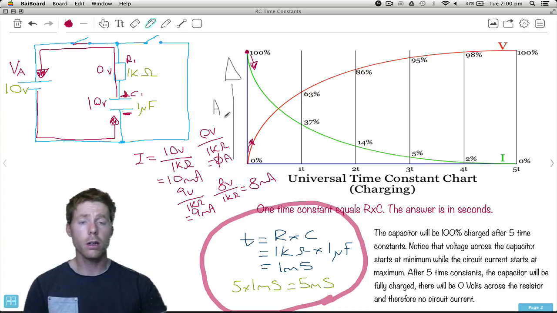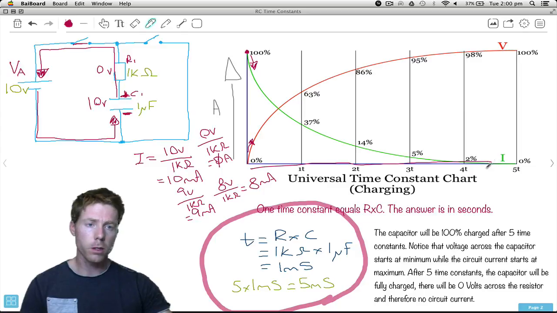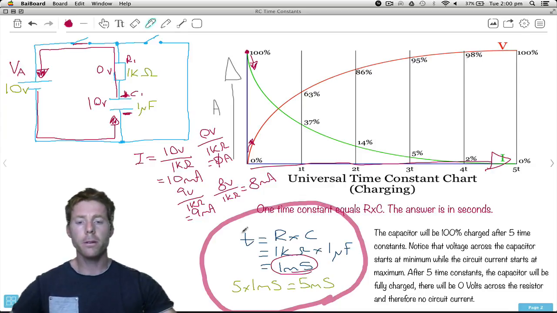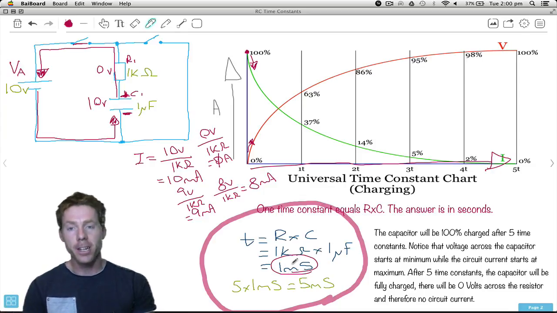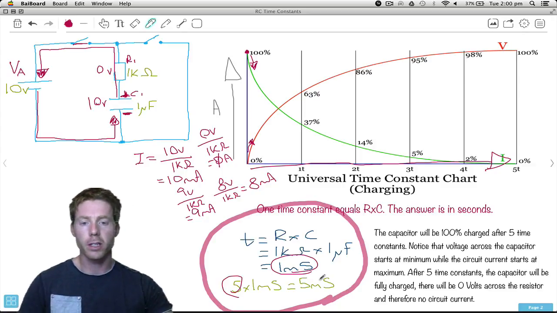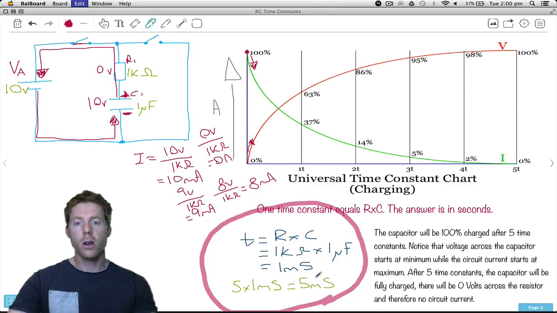How long does that take? It takes 5 time constants. How long is one time constant? Well, it's 1K times 1 microfarad, 1 millisecond. So finally, to get fully charged, it takes 5 of those. So 5 times 1 millisecond is 5 milliseconds.